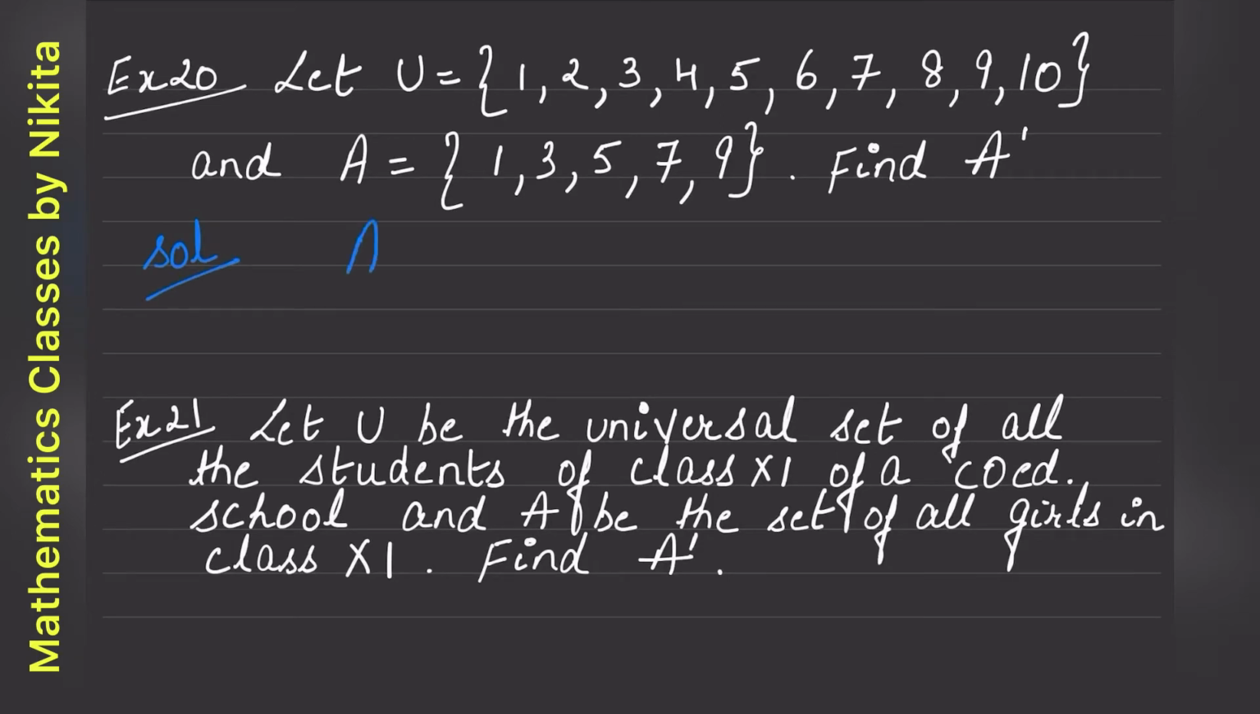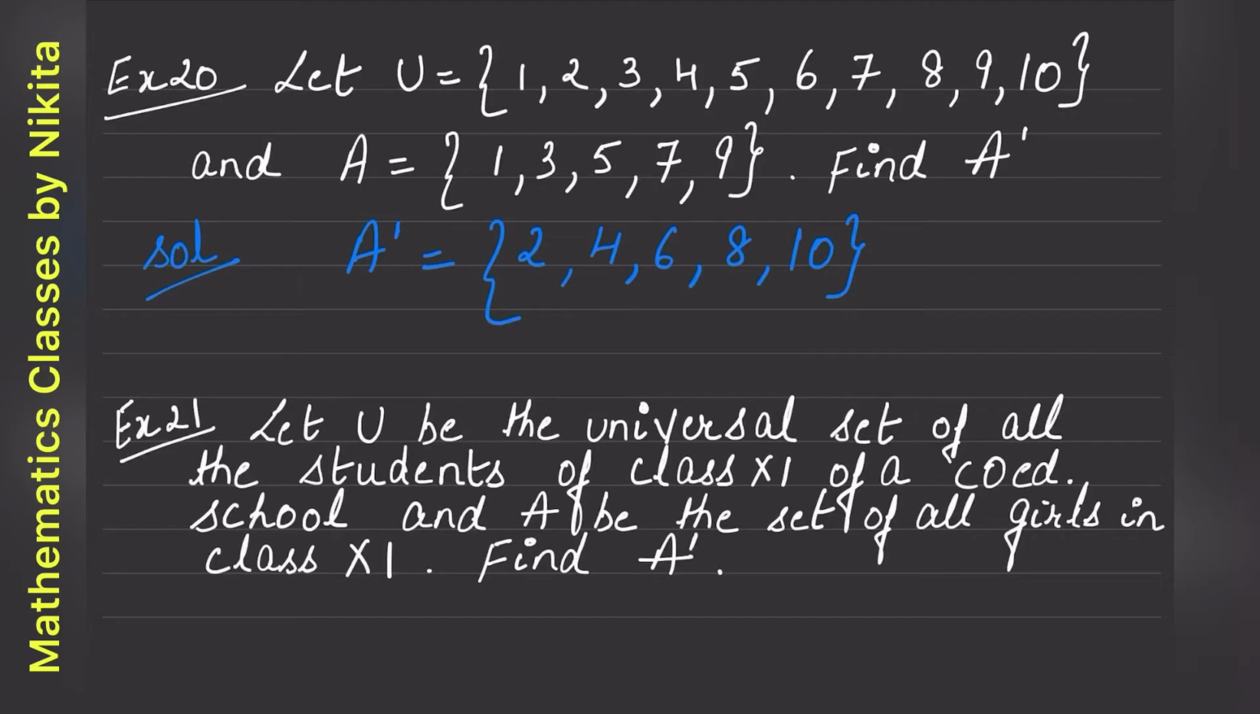So A complement by definition is equal to, you have to take all the elements of U which are not there in A. So first of all I will write 2 because 2 is not there in A. Then I will write 4. Then I will write 6. Then I will write 8, then I will write 10. So basically you can see that A is the set of all odd numbers of U. So therefore A prime or A complement is the set of all even numbers from U.